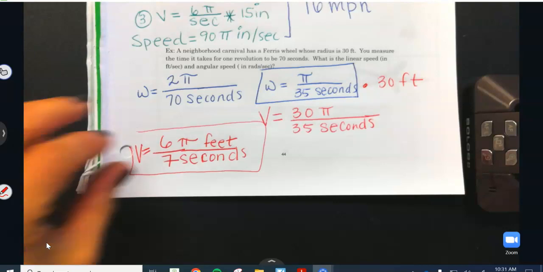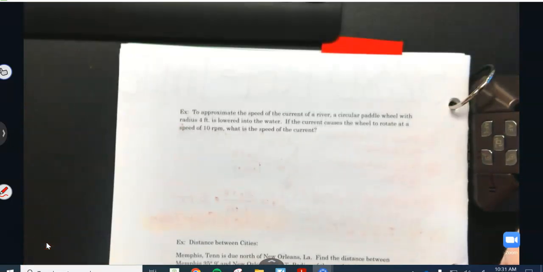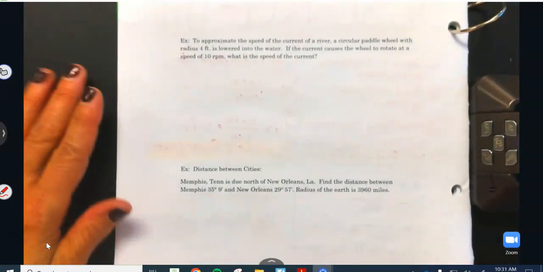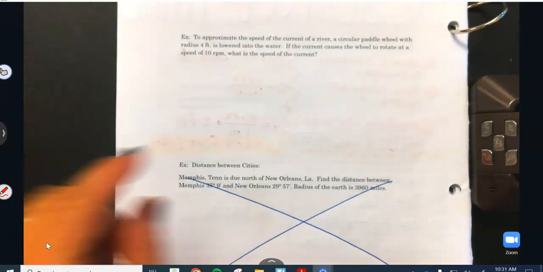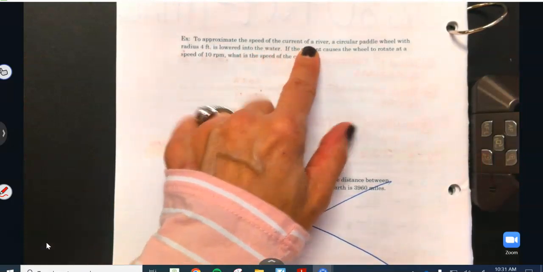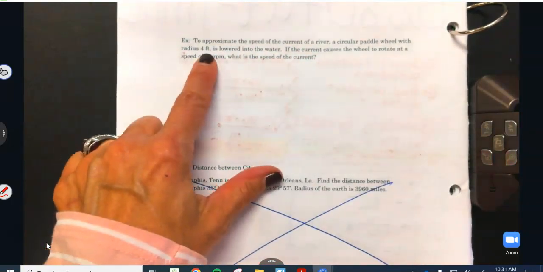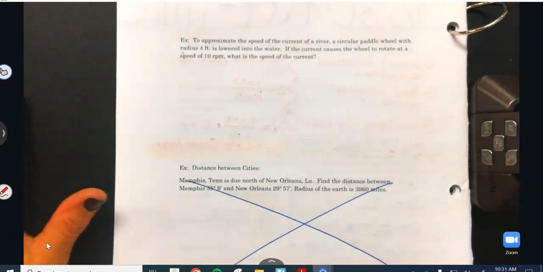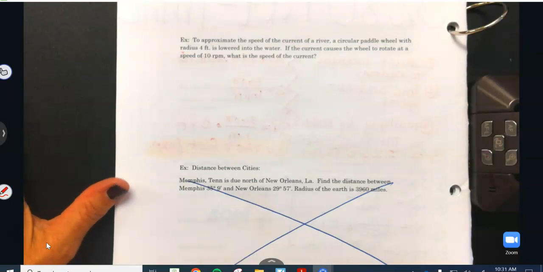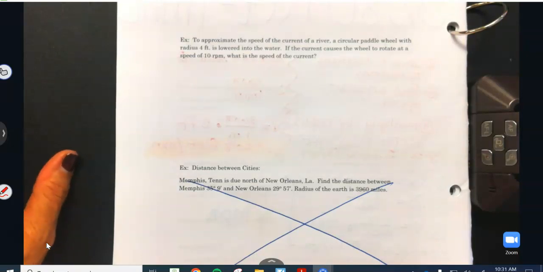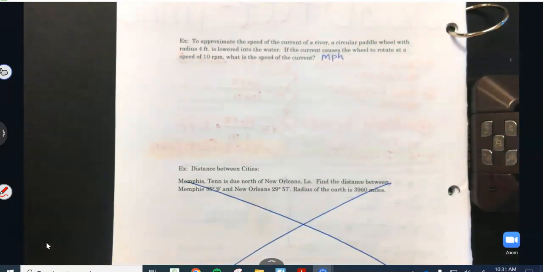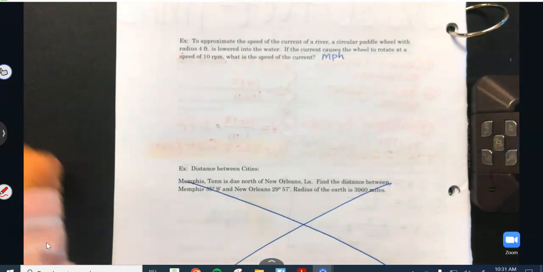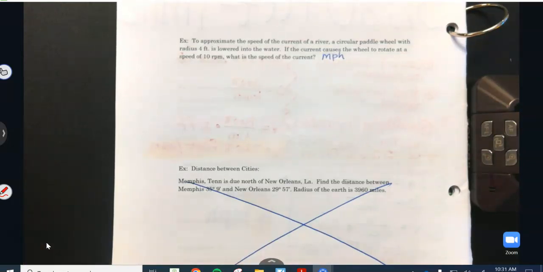Okay, we're going to do one more. Just one more. Turn your page. All right. Guys, you don't have to do that bottom problem. Let's look at the top, though. To approximate the speed of the current of a river, a circular paddle wheel with a radius of 4 feet is lowered into the water. If the current causes the wheel to rotate at a speed of 10 revolutions per minute, what is the speed of the current? We are going to analyze the speed in miles per hour. So you have one more chance to practice that conversion on your calculator. All right, let's go ahead and get started here.